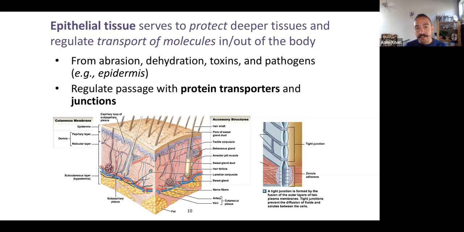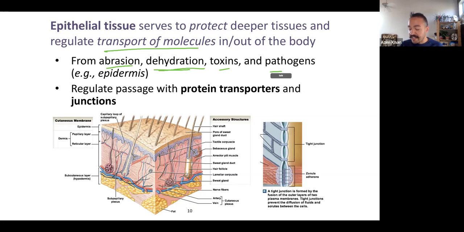As I've mentioned, because epithelial tissue is the barrier between the outside world and deeper into you, we need to regulate the transport of molecules into and out of the body. We want to protect ourselves from abrasion. We want to protect ourselves from losing water, from dehydration, protect ourselves from harmful things in the world like toxins and pathogens.